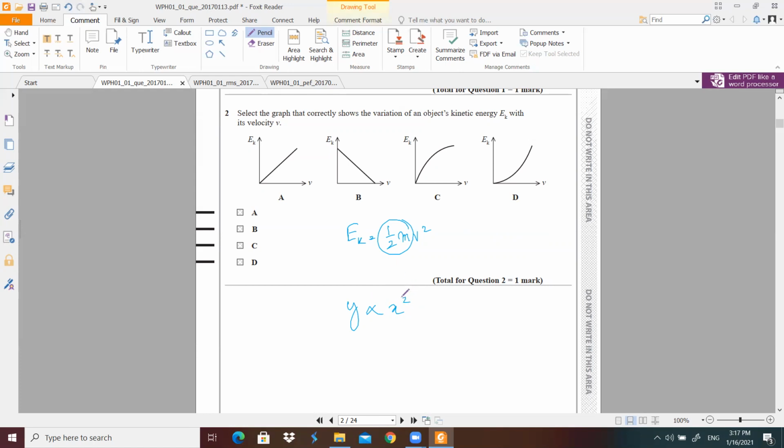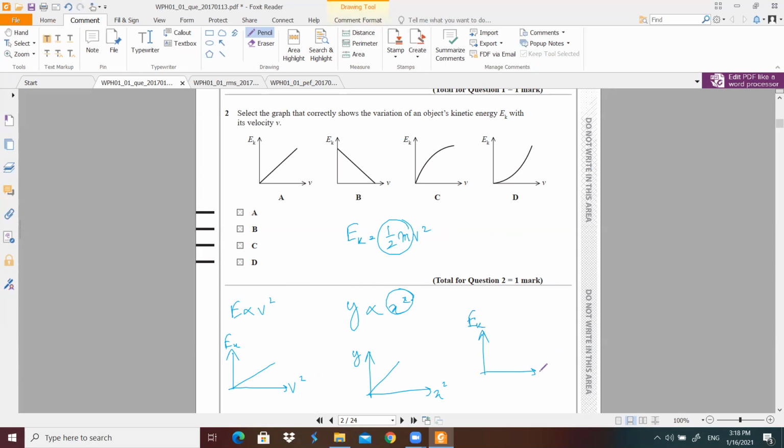Had there not been the square, or if you are asked to draw a graph of y against x squared, then it would have been a straight line to the origin. You are treating x squared as a whole quantity. In this equation, kinetic energy is proportional to v squared. So if you are asked to draw a graph of kinetic energy against v squared, the graph would be a straight line to the origin, but you are not asked to draw a graph for v squared. You are asked to identify the graph for v.